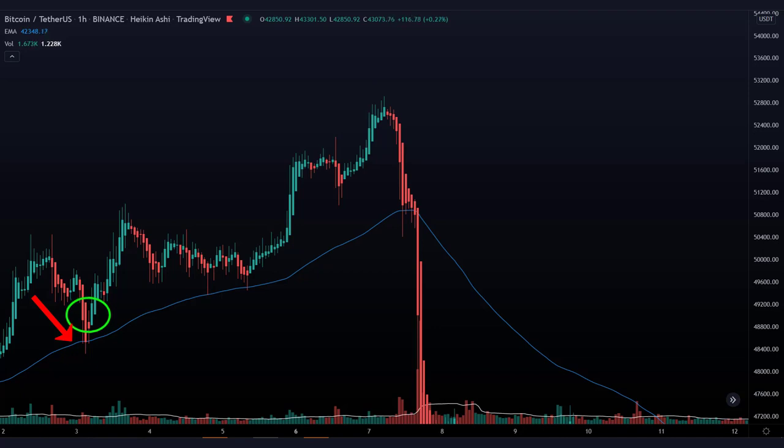Finally, we want to see an increasing volume over the average line. And that takes place here. So we can open a position.